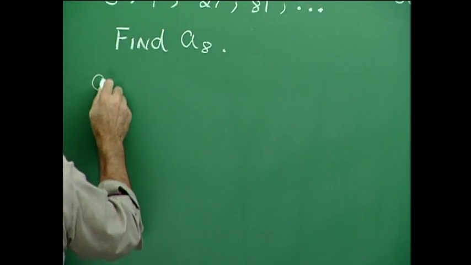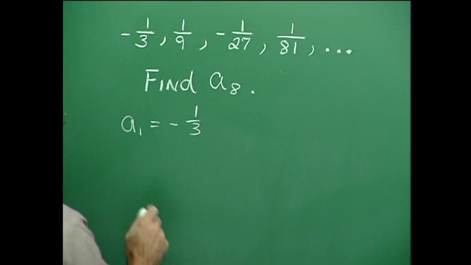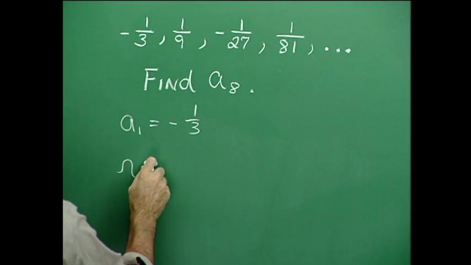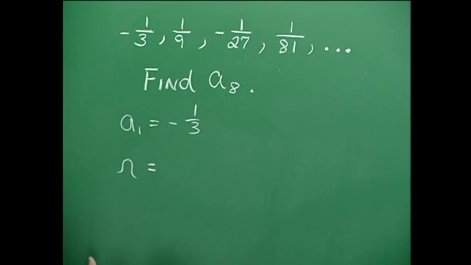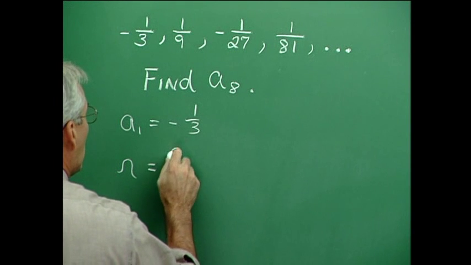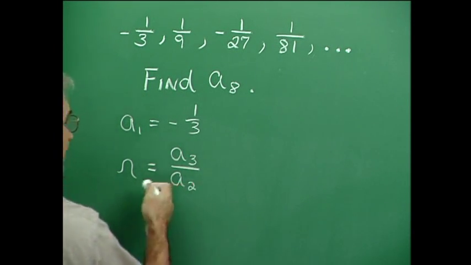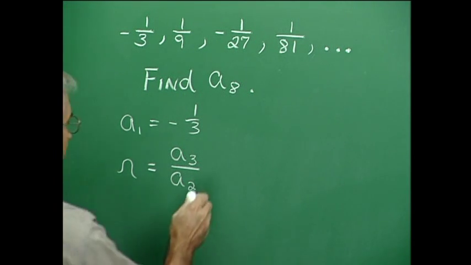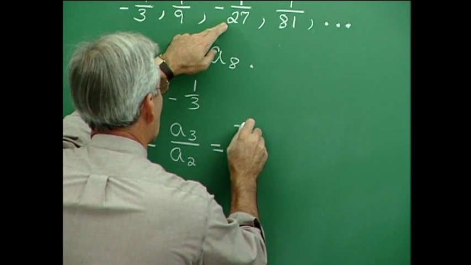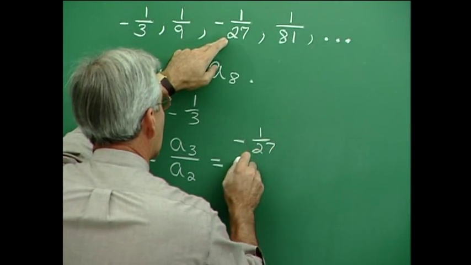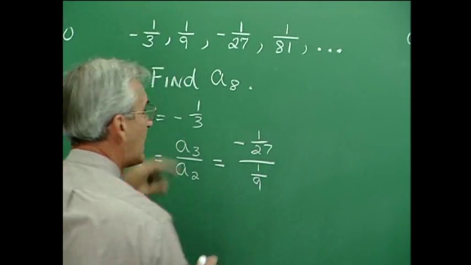Now, we know this much, though. We know that a sub 1 is negative 1/3. Okay, good. Now, what about the ratio? The common ratio is the ratio of succeeding terms. That is, I could take something like a sub 3 and divide by a sub 2 to find that common ratio. Let's do that here. A sub 3 is negative 1/27, and a sub 2 is 1/9. So I could make this calculation, you see.